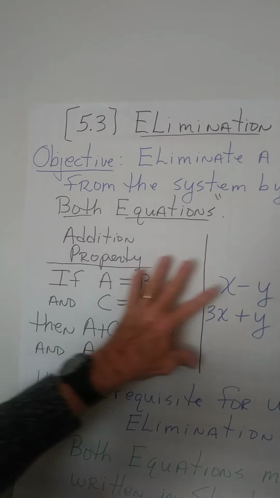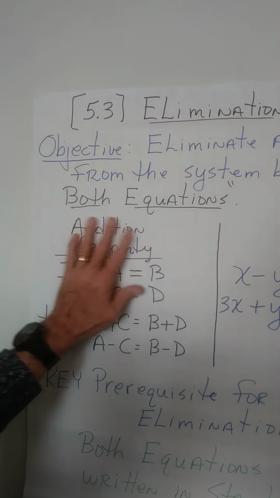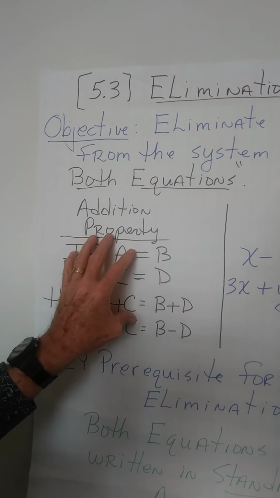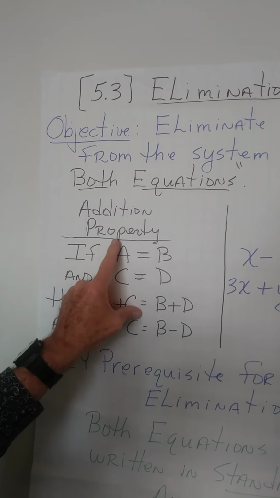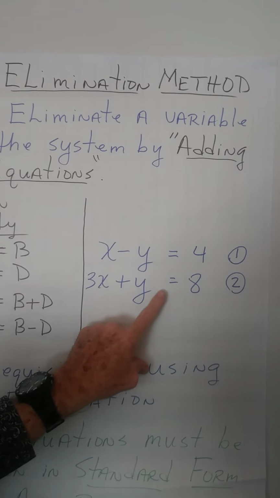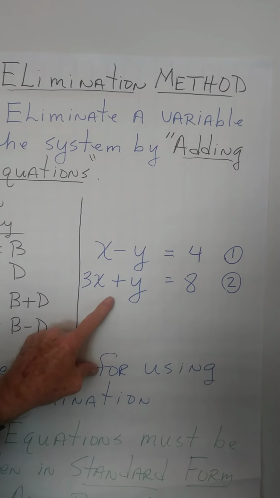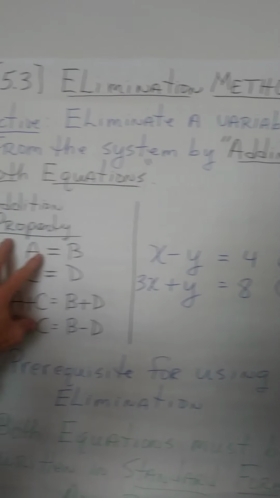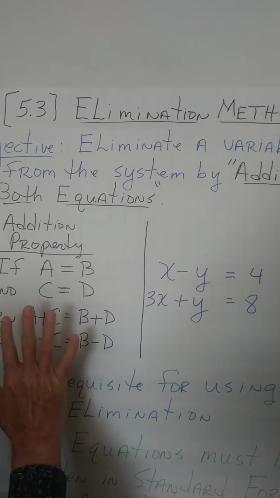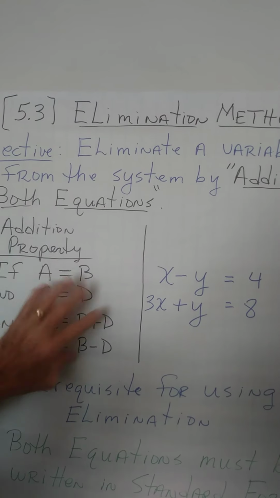Now we're going to come down to the middle of this sheet of paper, and I've got written over here on the left-hand side a property that we're going to have to apply in order to eliminate a variable from a system. It's called the addition property of equality. And over on the other side is going to be the first system that we're going to solve using elimination. I have these two side by side so that I can sort of correspond different things as we discuss this property. So here we go.